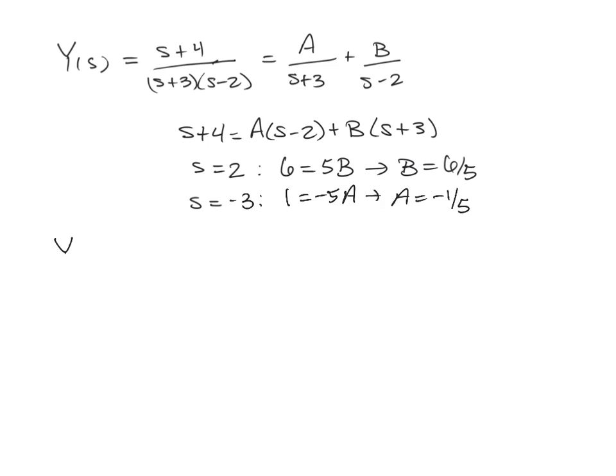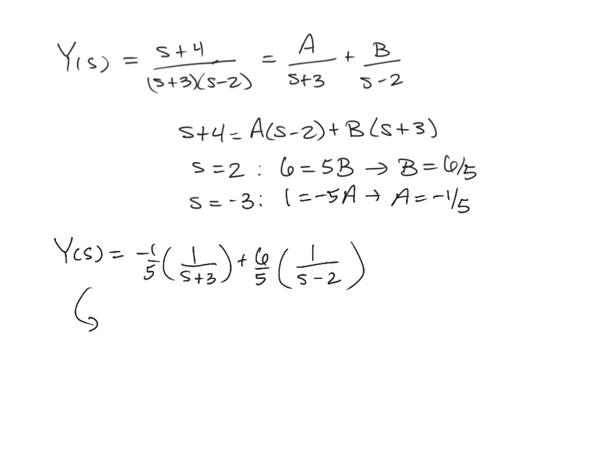So our big Y of s then is A, which is negative 1/5 times 1 over (s + 3), plus the B, which is 6/5 times 1 over (s - 2). And now we can take the inverses of these two terms, and you'll recognize that they're both exponential. So when we take the inverse, we end up with little y of t equaling negative 1/5 e to the negative 3t plus 6/5 e to the positive 2t.